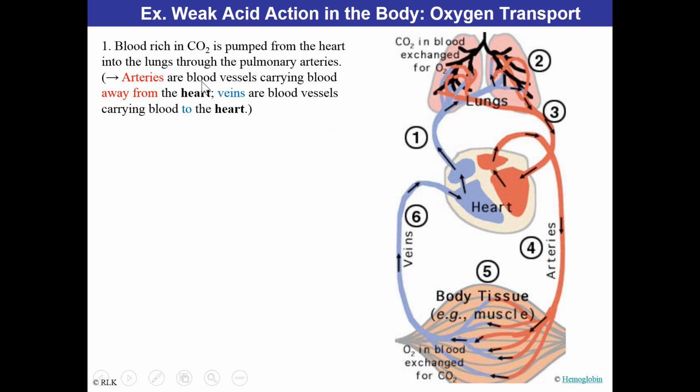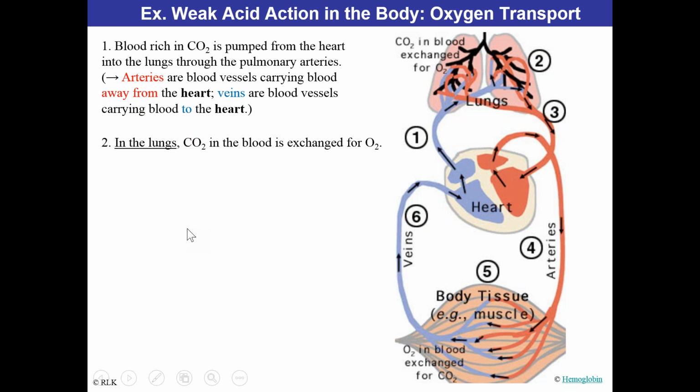Blood rich in CO2 is pumped from the heart, right, into the lungs through the pulmonary arteries. And here's a diagram, the cartoon that kind of shows all this. Arteries are blood vessels carrying blood away from the heart, by the way, so arteries away, and veins to, okay? I'm sure you have your own ways of remembering it, but arteries away and veins to. Veins are blood vessels carrying blood to the heart, and in the diagram you have that color-coded scheme as well.